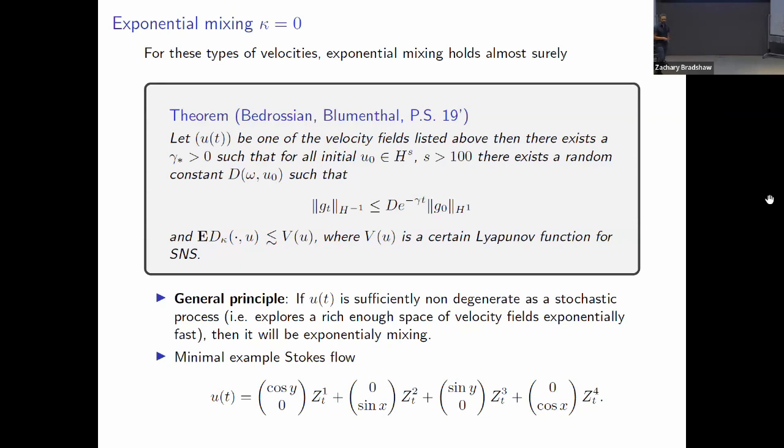for the velocity filter. For Navier-Stokes, it's something like the exponential of the vorticity squared. But I want to present this as a much more general principle. If you're wondering whether some random velocity field is going to be exponentially mixing, I'd say yes, it is, if the velocity field is sufficiently non-degenerate as a stochastic process.